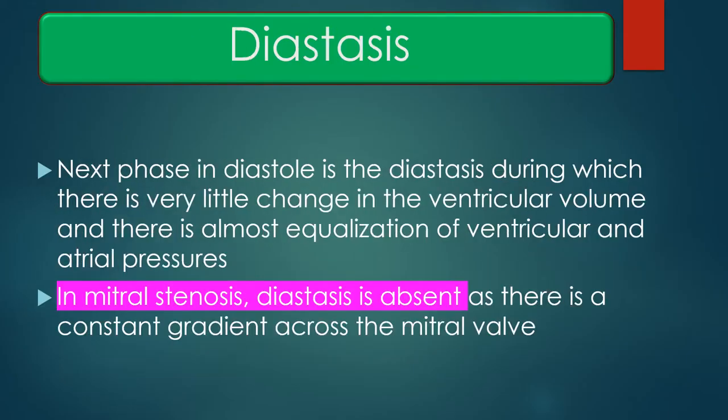The next phase in diastole is the diastasis, during which there is very little change in the ventricular volume and there is almost equalization of ventricular and atrial pressures. In mitral stenosis, diastasis is absent as there is a constant gradient across the mitral valve.